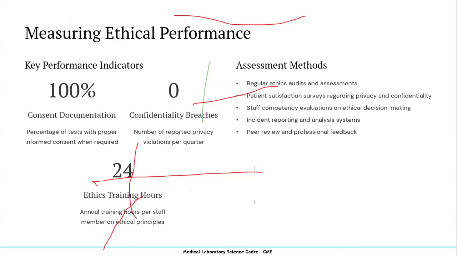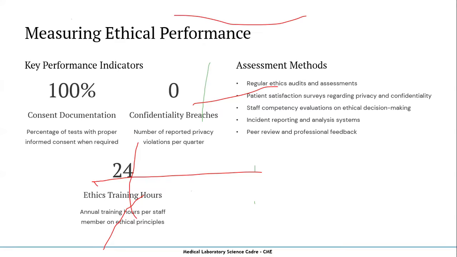So how can we measure our ethical performance? All our tests that we perform in the lab should be consented 100%. We shouldn't have a test that is performed in our laboratories that has not been consented. So it should be informed consent or implied consent, either of the two, but we should be able to prove that it was consented. And we do not expect any breach of confidentiality amongst our professionals. Hence, we do not expect anything above 0.